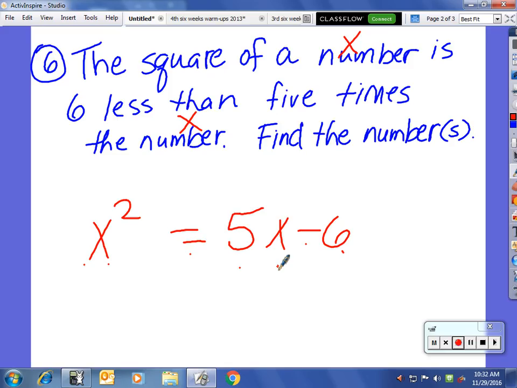Please be careful, because on this one it seems like there might be two possibilities, because 6 could be 3 and 2 or 6 and 1, and both of those could make a 5. But you got to make sure the signs work too.